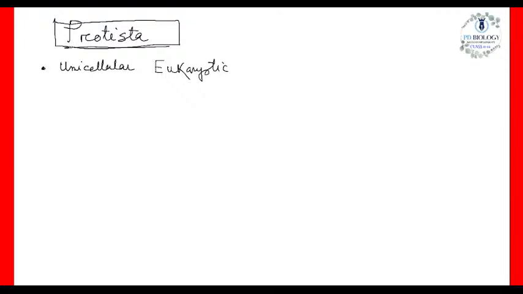Kingdom Protista includes all unicellular, eukaryotic organisms. Phylogenetically, kingdom Protista acts as a connective link between prokaryotic kingdom Monera and the complex multicellular organism. That means Protista is a connective link between the unicellular and multicellular organism. Very important thing to remember.